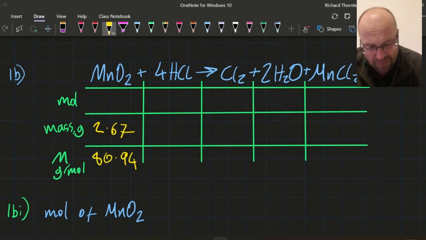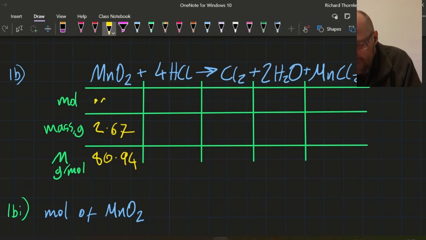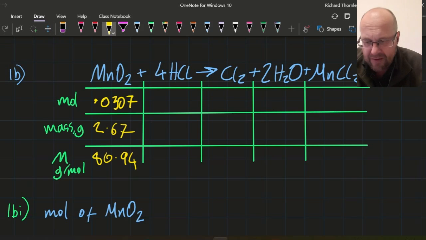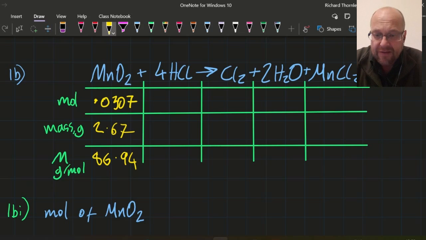So moles is mass over molar mass. 2.67 divided by 86.94 gives me 0.0307. I'm trying to keep 3 sig figs here because of the 2.67 in the question. So that's the answer to the first question. Is that right? Yep. I didn't put moles, which is a bit cheeky. Sometimes I take a point off, but in this case they asked for it in moles in the question, so you'd never lose a point for that.